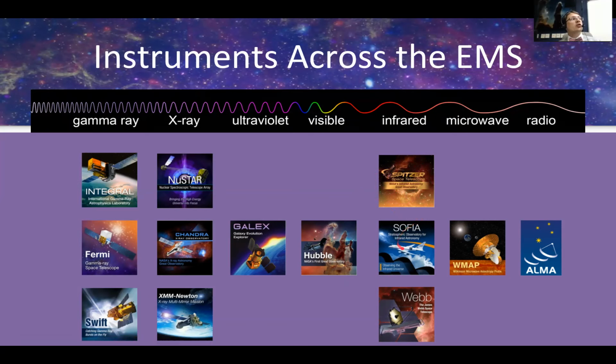And SOFIA is another interesting one. That's basically a telescope mounted onto an airplane. It is able to get up above enough of the atmosphere to see some infrared images, and it's a lot cheaper than sending rockets into space.